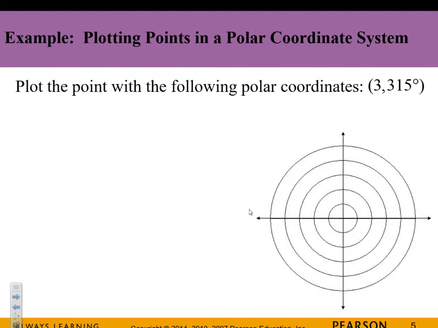So here is a polar coordinate, 315 degrees. I'm just going to eyeball it. It's probably going to be somewhere over here. So that's saying that this is 315 degrees I've traveled, and the radius is going to be 3 units long.